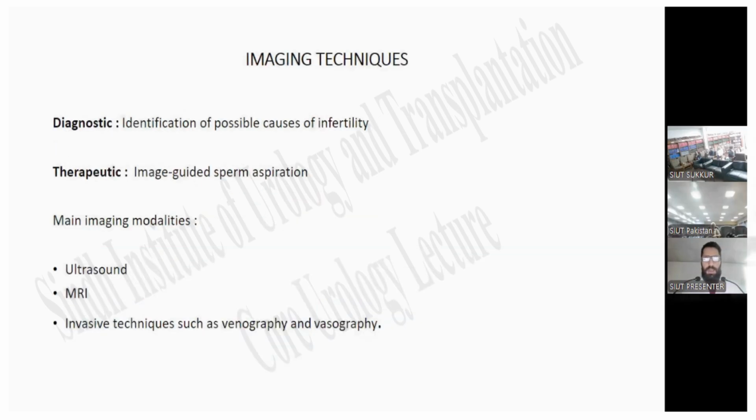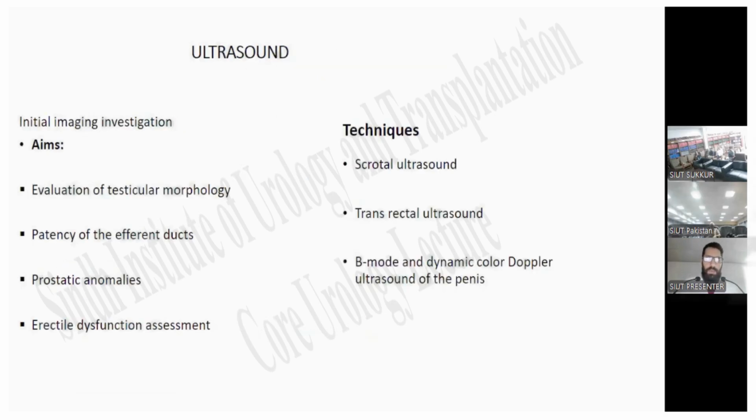Imaging techniques can be diagnostic or therapeutic. The diagnostic techniques identify the possible causes of infertility, while therapeutic techniques may give the chance of image-guided sperm aspiration. Main modalities are ultrasound, MRI, and invasive techniques such as venography and vasography. Ultrasound is the initial imaging investigation and aims to evaluate the testicular morphology, patency of efferent ducts, prostatic anomalies, and erectile function. The techniques include scrotal ultrasound, transrectal ultrasound, and B-mode and dynamic color Doppler ultrasound of the penis.